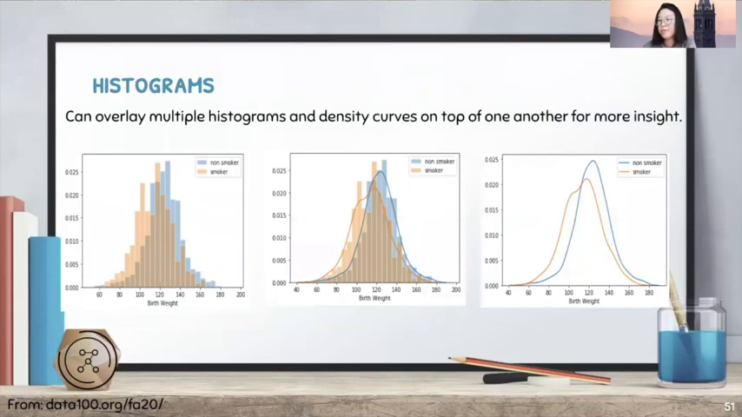To go more in depth, we can overlay multiple histograms and density curves on top of each other for more insight. On the left, we see that this is a weak representation because the overlap is not clear. The middle one is improved since the density curves added to the histograms provide a more definitive outline of the shape. The right image has the clearest visualization because it only plots the density curves, which makes it the most clear to observe the contrast between the distributions.